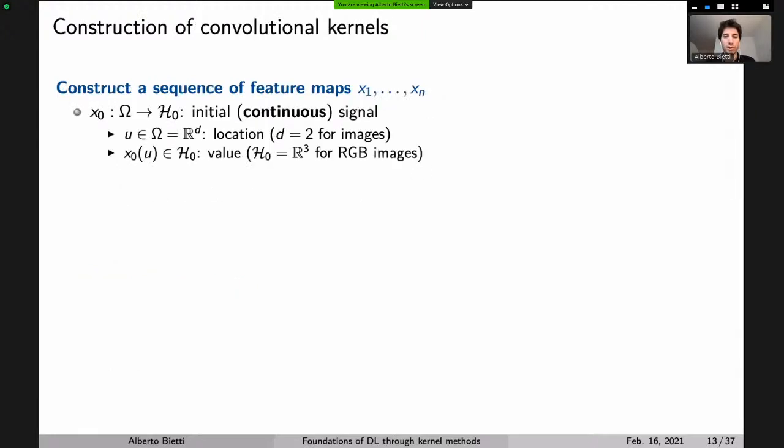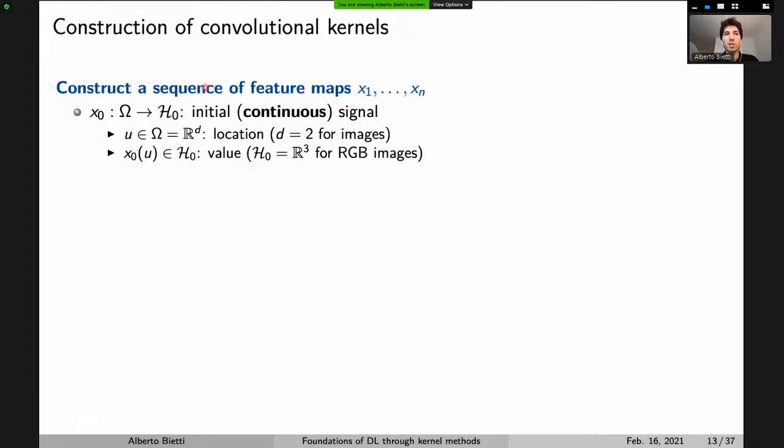All right, so now I will quickly try to show how you construct these kernels a little bit more formally. So we start with a signal x0 here, which is defined on a domain omega. And then at each position u, so u maybe is like a 2D point for images, so it's just a location inside the image. And x0 of u is the value of the pixel. So maybe it's like an RGB vector that tells you the color at that location.